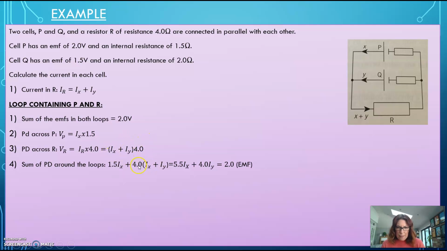Just going to expand this bracket. So now you've got 4IX plus 1.5IX is 5.5IX. And then you've got 4IY there. And that'll add up to the EMF there. So I've got this expression here. What we're going to do now is do exactly the same thing for this loop here.